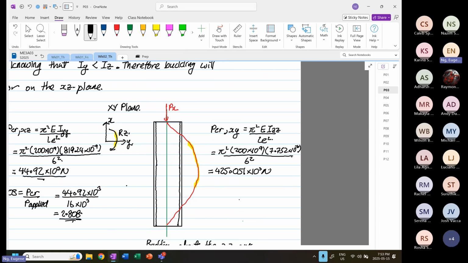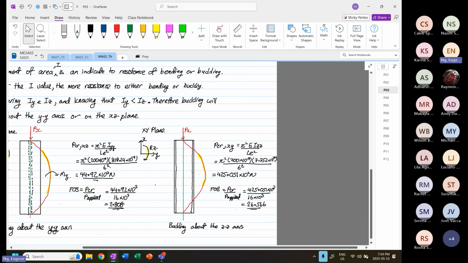And if we want to calculate our factor of safety over here, this is equal to PCR divided by P applied. So this will be equal to 425.051 times 10 to the power 3 divided by 16 times 10 to the power 3, which is 425.051 divided by 16. The safety factor is 26.566.